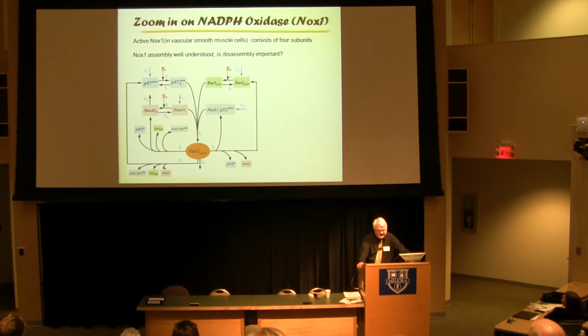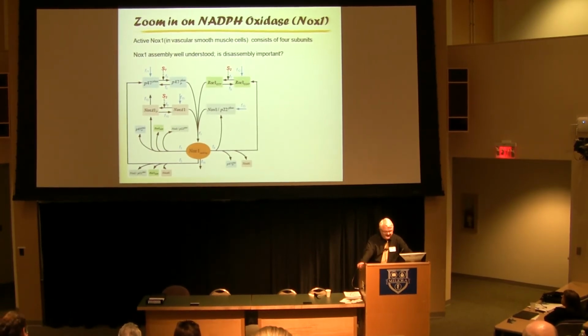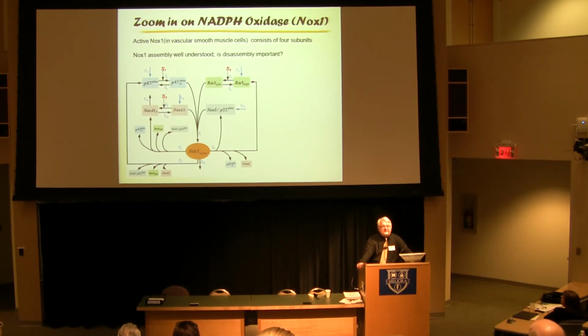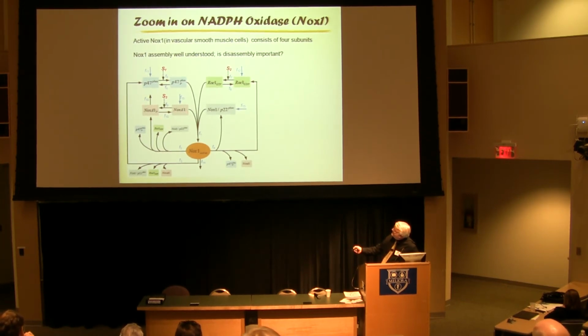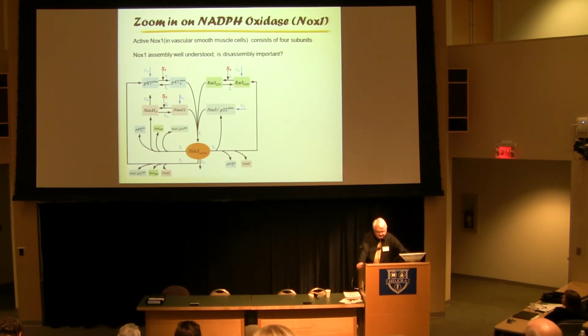If you look at active Nox1, and we're now using vascular smooth muscle cells because there's more information available, the active Nox1 is in that orange ellipse. There's a lot known about the assembly of Nox1. To make Nox1 active, you have to have four components. You have to have this P47 phox, and it has to be phosphorylated. You need this RAC1 GTP; this is the GTP, this is the GDP. And we need this Nox1 activator, which is not phosphorylated. So this form is phosphorylated. And then we need this thing. So there are these four components. They have to come together, and that activates Nox1. And then Nox1 does what it does to oxidative species.